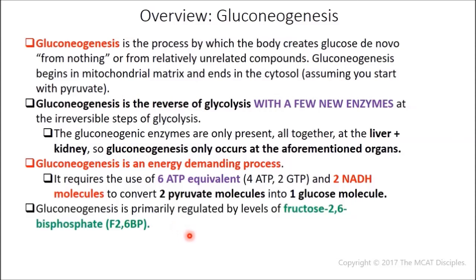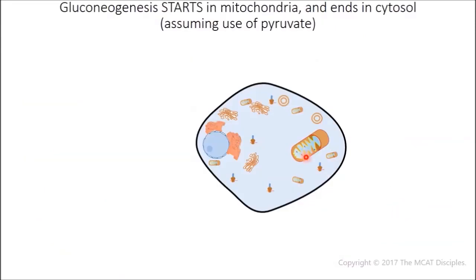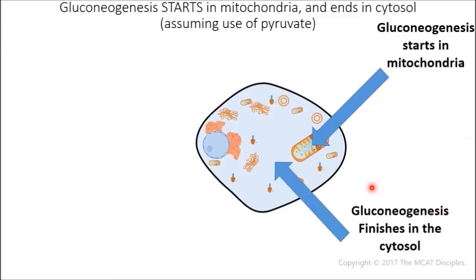Gluconeogenesis is primarily regulated by levels of fructose 2,6-bisphosphate, F26BP. Fructose 2,6-bisphosphate levels are ultimately determined by glucagon and insulin signaling and some other hormones to a lesser extent, as well as mass action effects. So let's go through it. Gluconeogenesis starts in the mitochondria and ends in the cytosol. Okay?